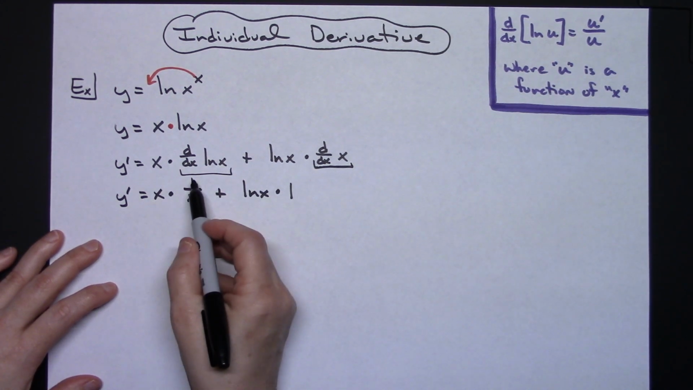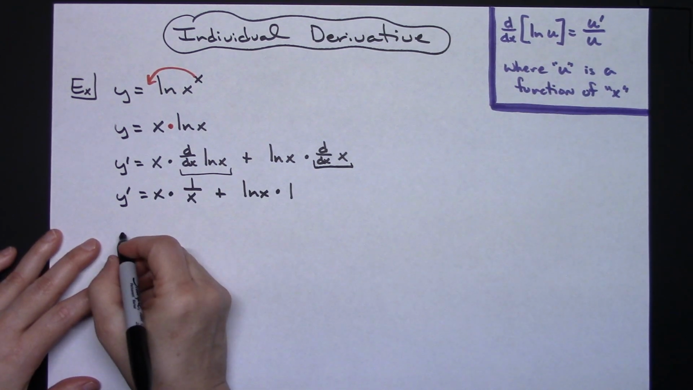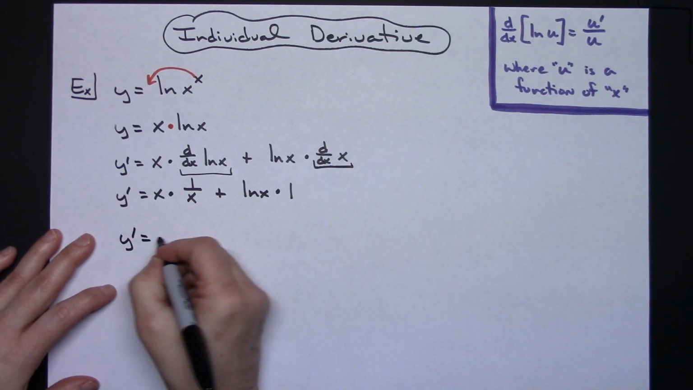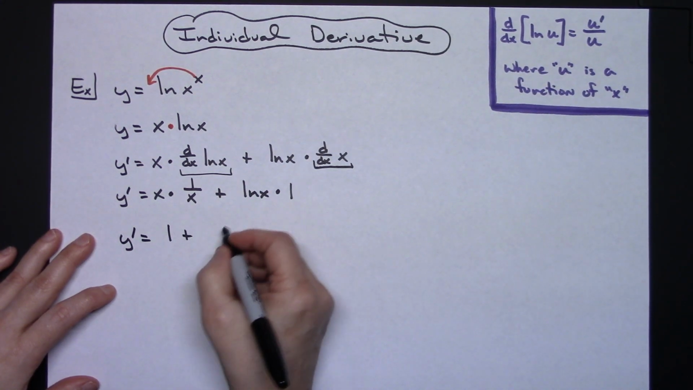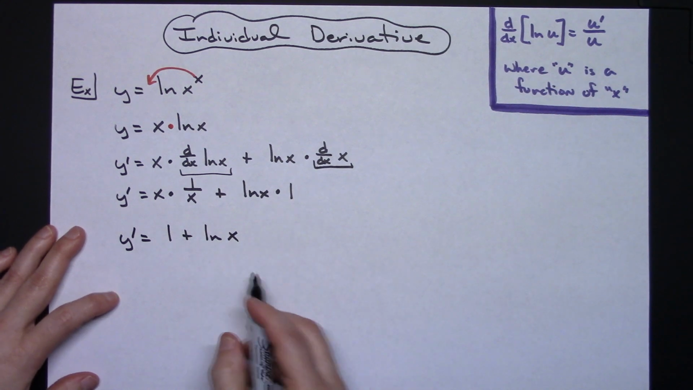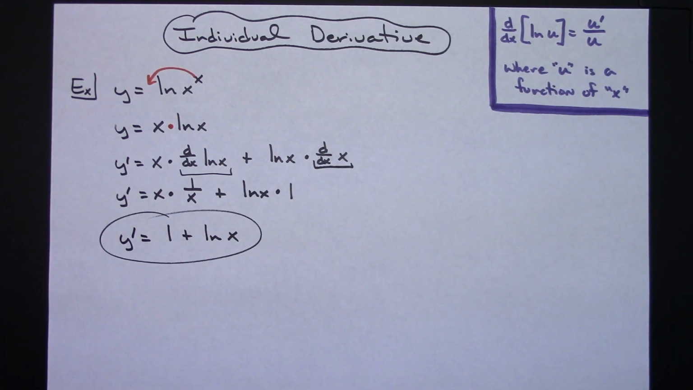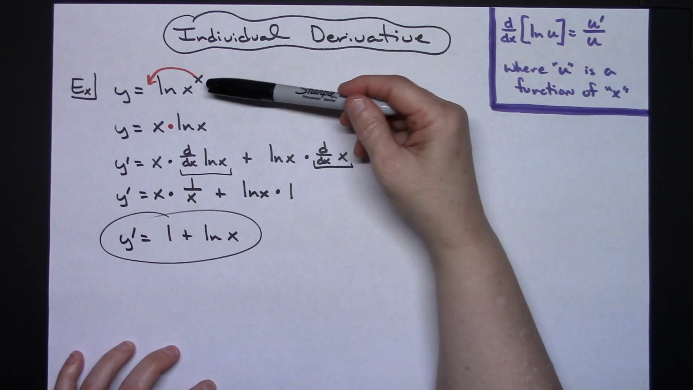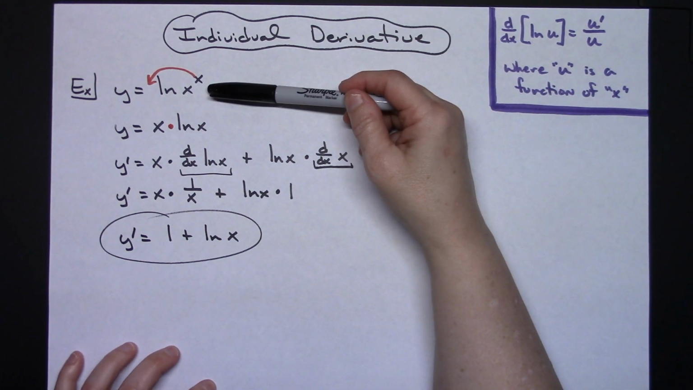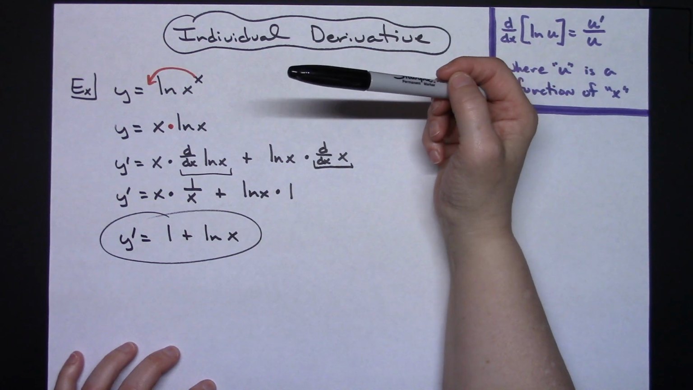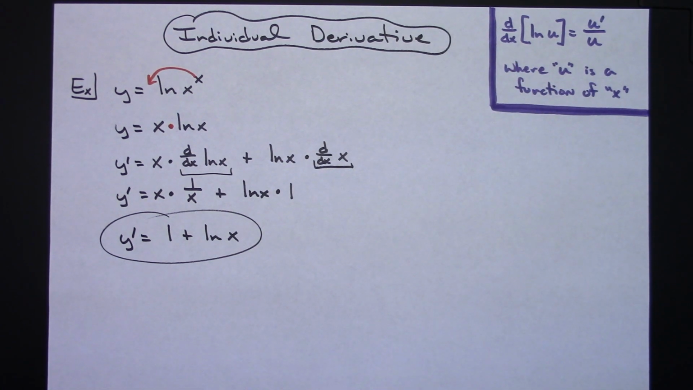Simplifying right here, x times 1 over x simplifies down to a 1. So I'm going to have y prime is equal to 1 plus natural log of x. So actually a pretty straightforward derivative here. The number one thing is applying that log rule before you even start, and then hopefully you can see that product rule that's right there. Definitely for a beginning Calculus 1 student.